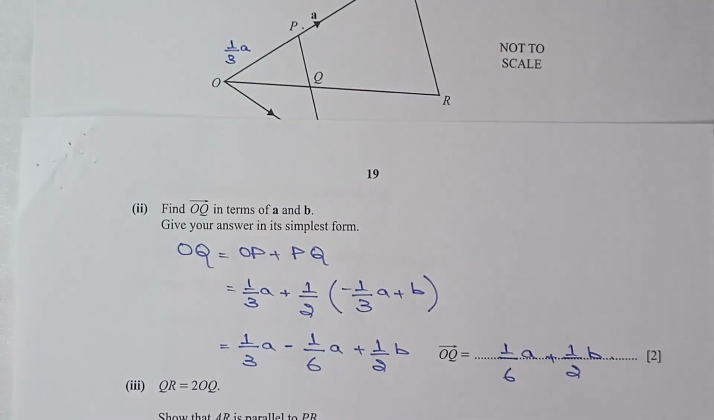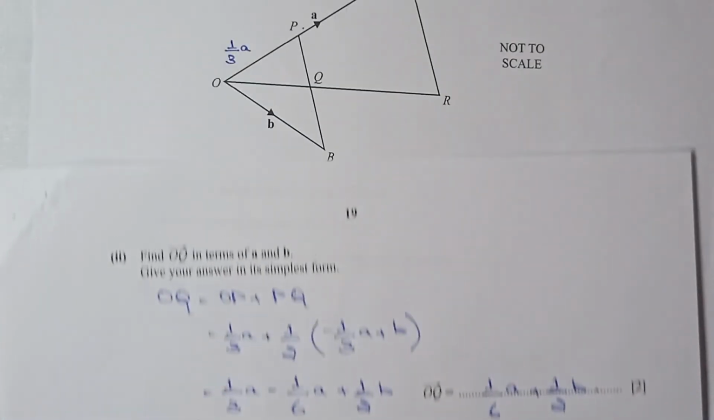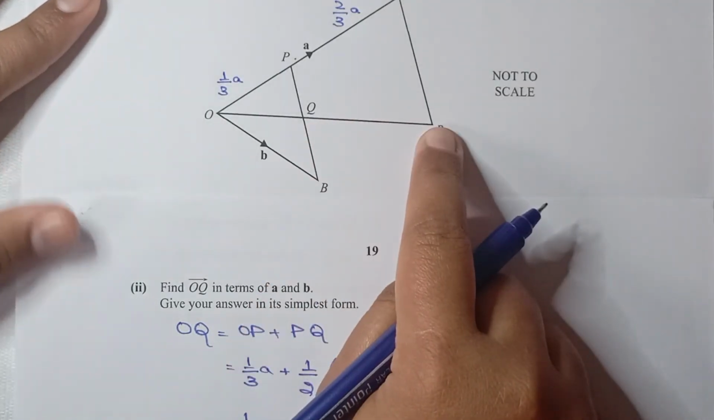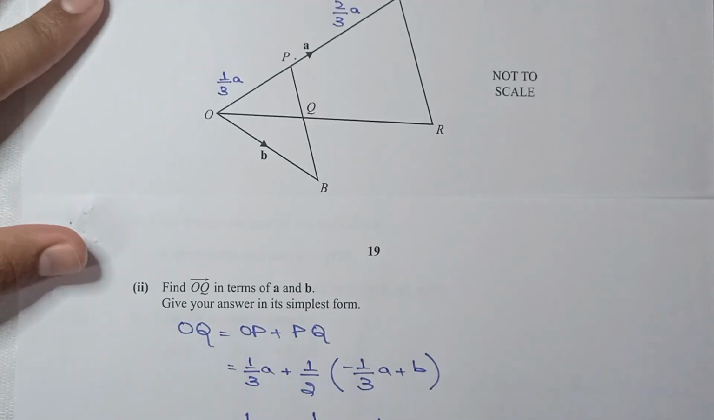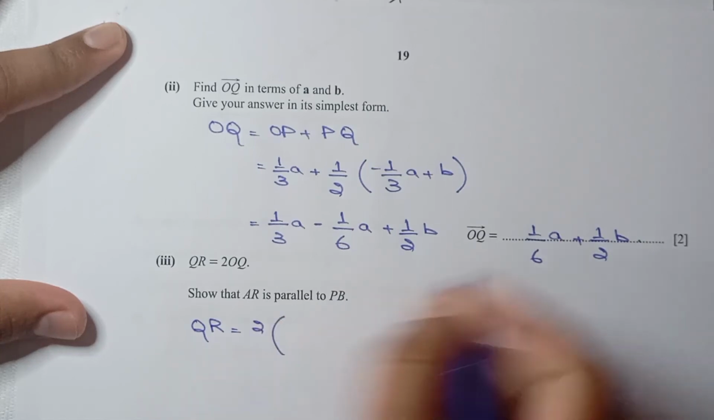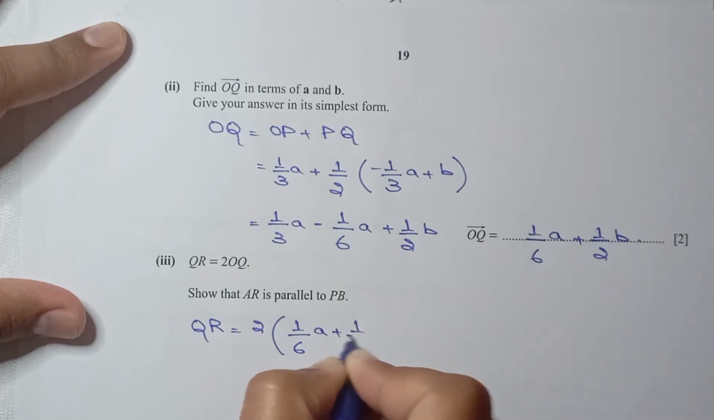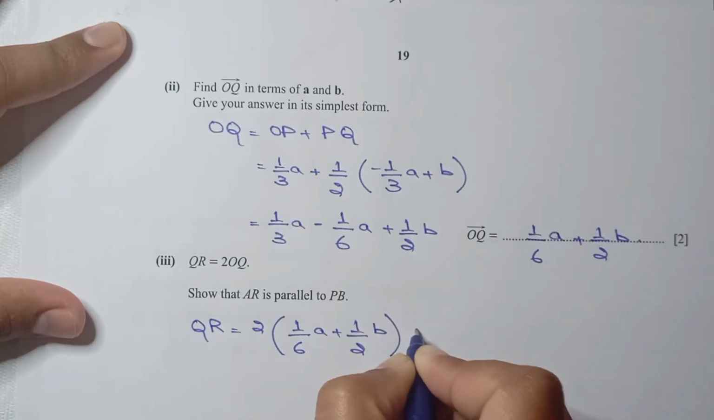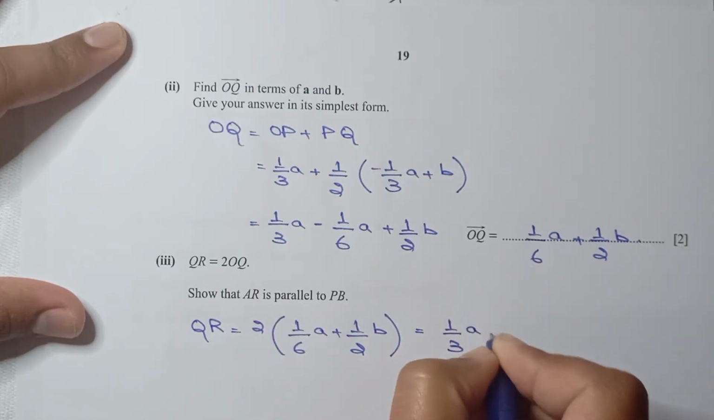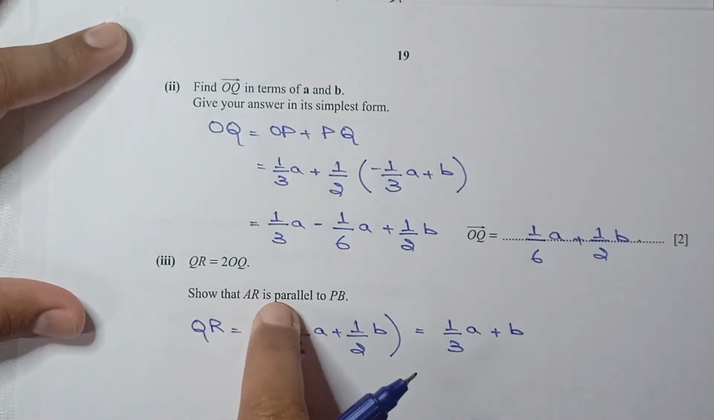Okay, now for the third part, QR is 2 times of OQ. Okay, so where is Q to R? QR is 2 times of OQ. So we have OQ, so it means QR is 2 times of 1 by 6A plus 1 by 2B. This means QR is equal to 2 times 1 is 2, 2 times 6 is 6, 1 by 3 of A, and the 2 cancelled, it's just B. This is QR. Show that AR is parallel to PB.